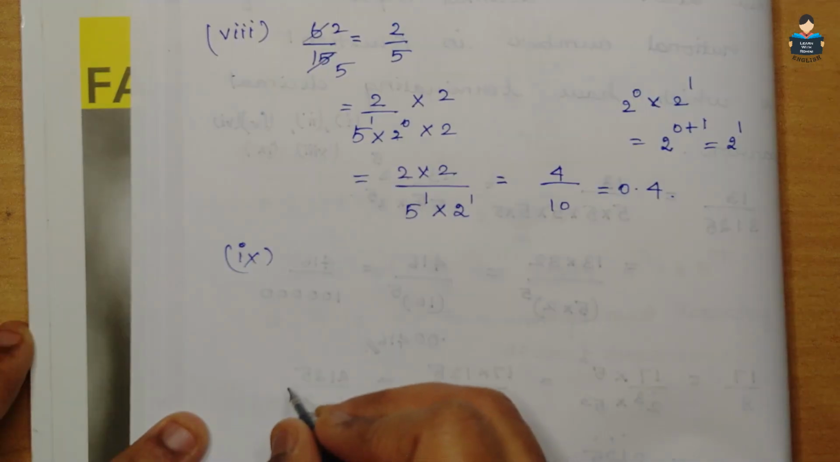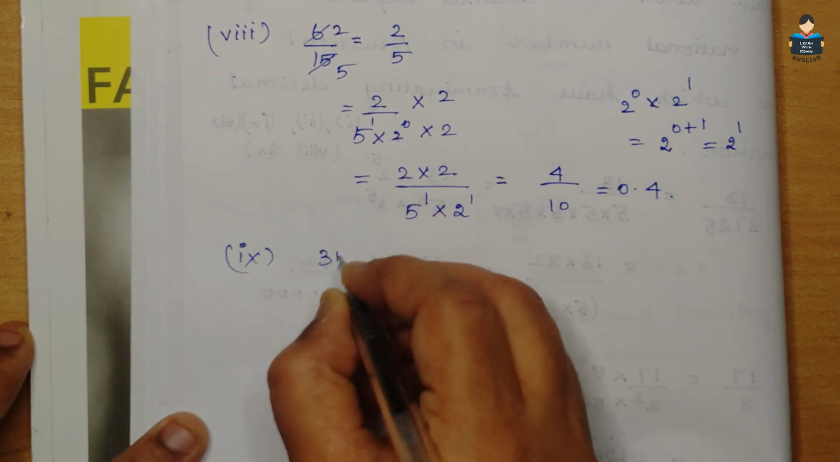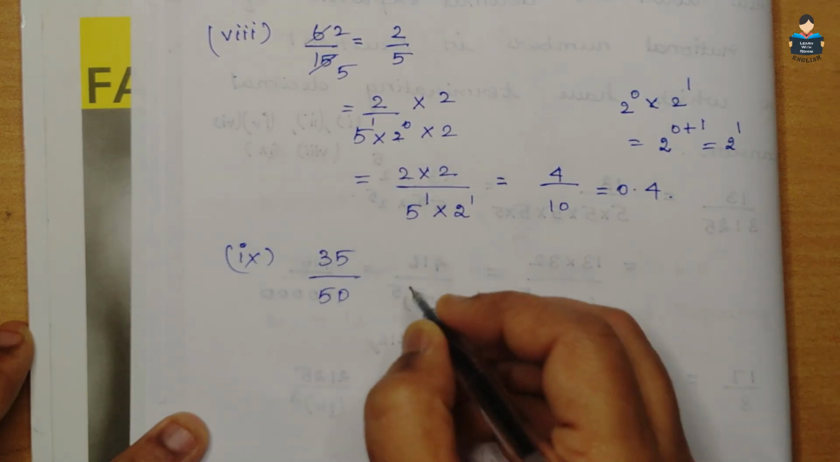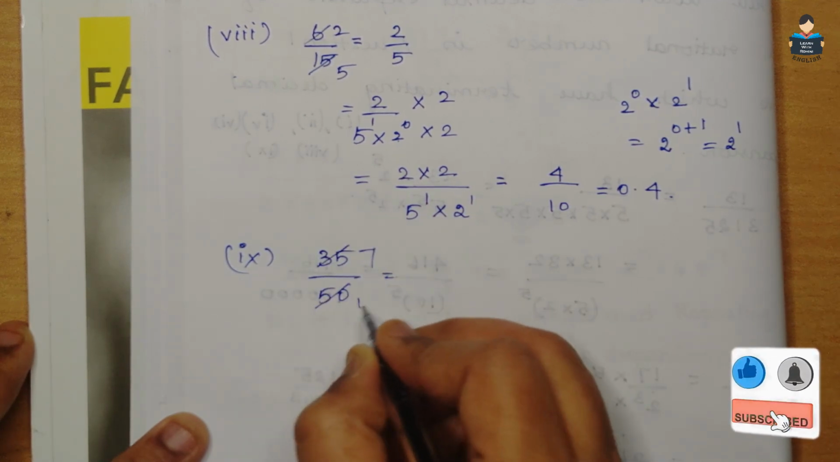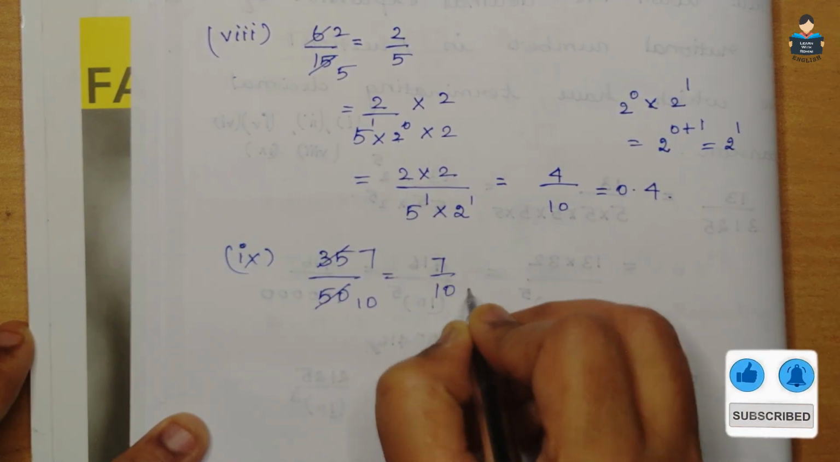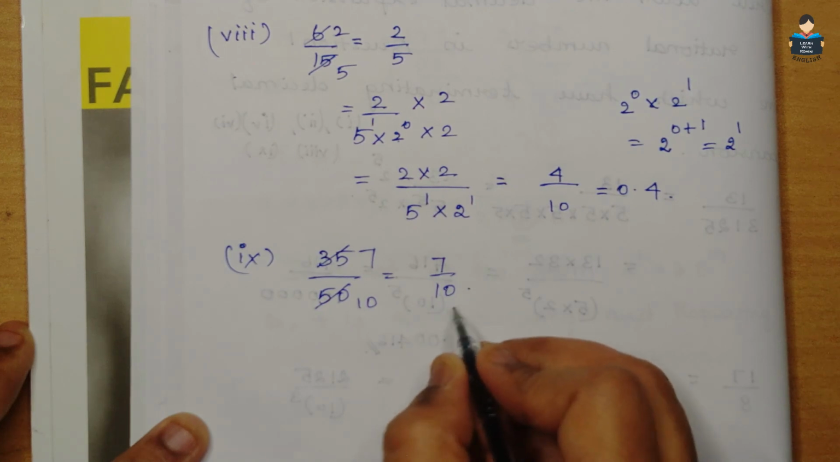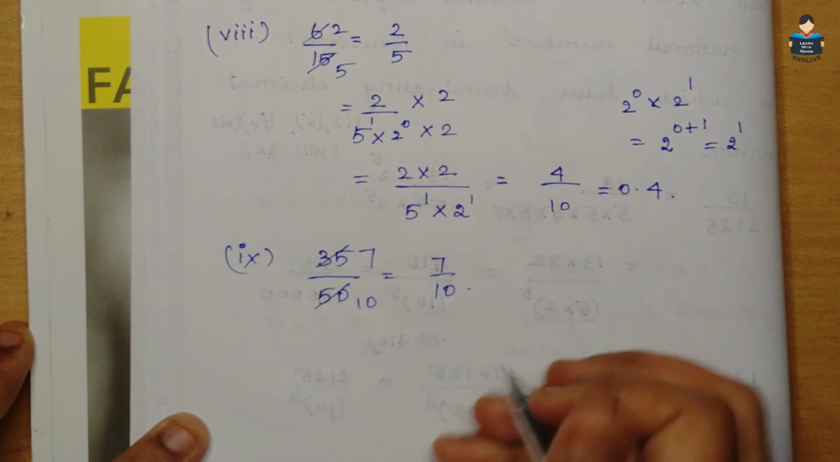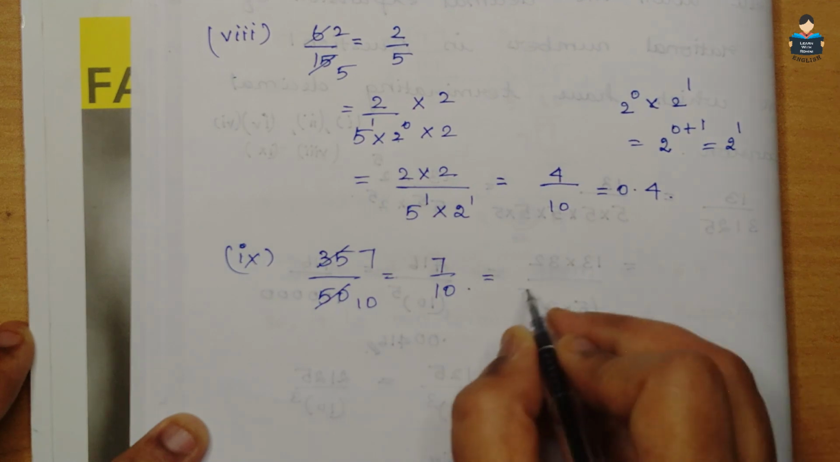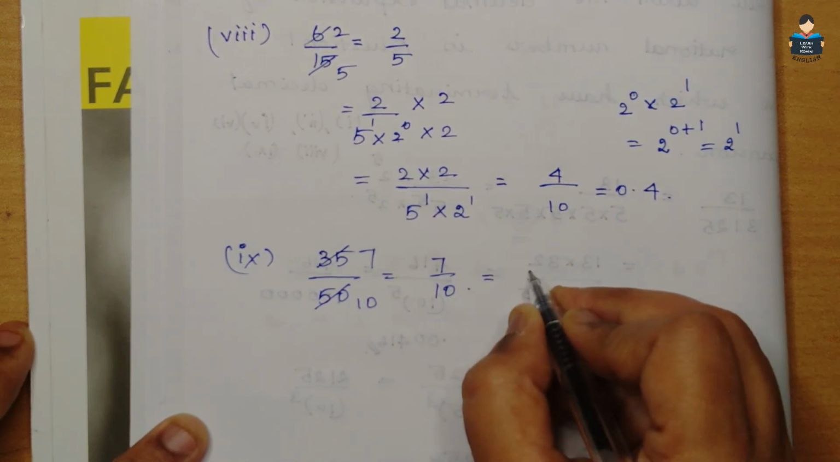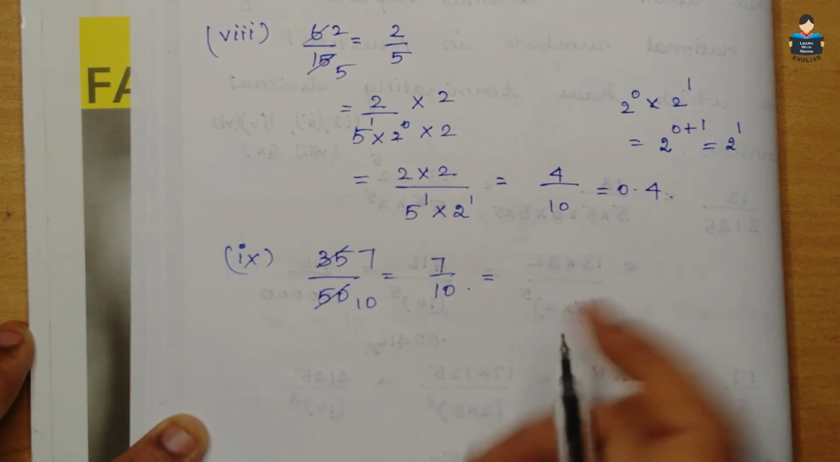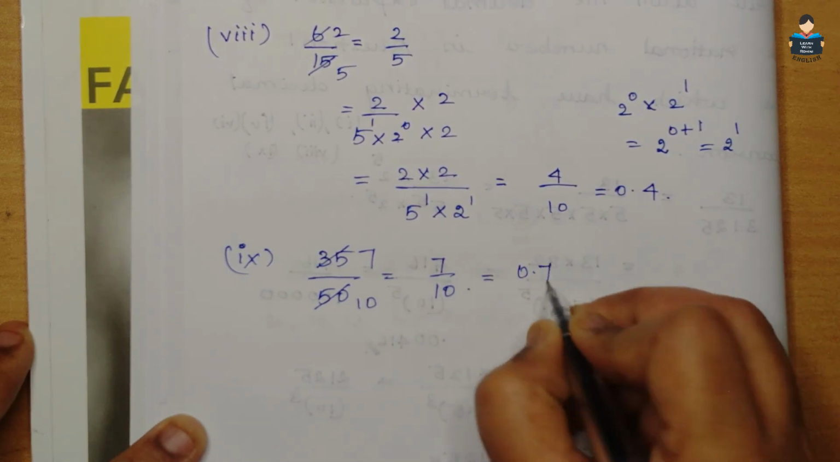In the 9th subdivision, they have given 35 by 50. When we simplify, 5 7 times, 5 10 times. So 7 by 10. This is already in terms of tens. So I can straight away write the decimal value. We have 1 0 and we can place the decimal after the 1 digit. So 0.7 is the answer.